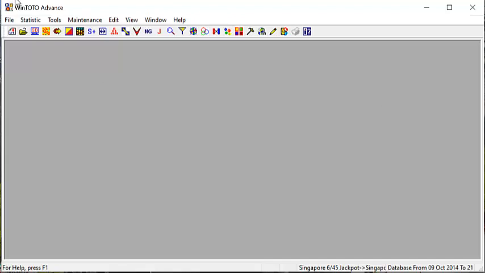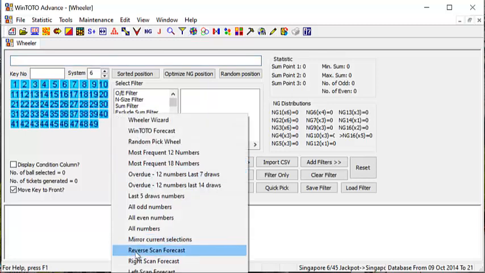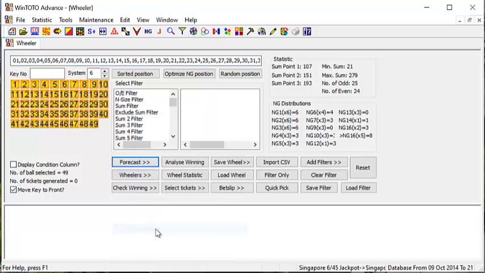So let's get into how to get a good set of numbers. So we go into the wheel, alright? And then forecast, we'll use all numbers for this coming draw. Alright? So now, from here we can see some very important data to share with you.